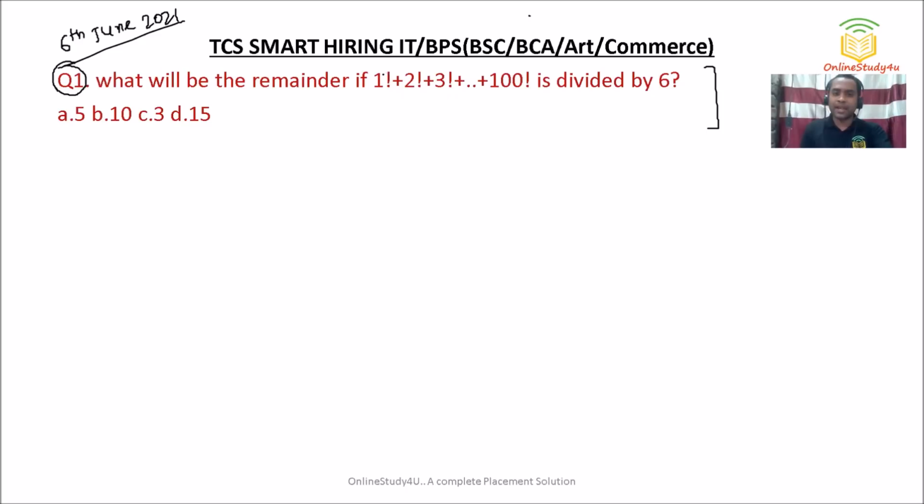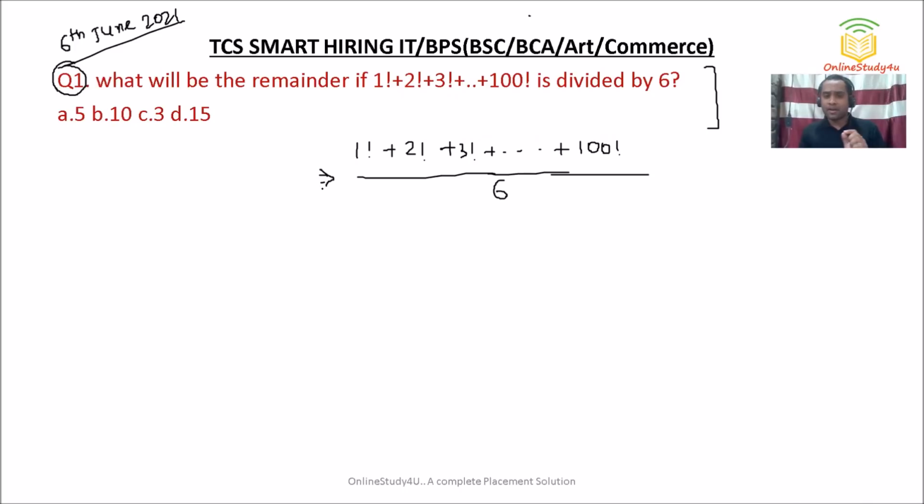Friends, what will be the remainder if 1 factorial plus 2 factorial plus 3 factorial and so on up to 100 factorial is divided by 6? Now, friends, many of the students after seeing this problem will leave it, but this is a very simple problem. If you know the basics of factorial, then you will easily be able to do it.